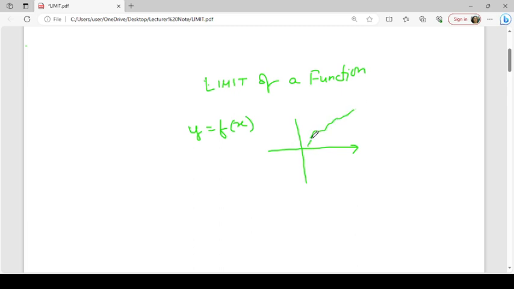These are continuous functions. We can draw this type of graph, say y is equal to x plus 2. This is a straight line, the equation of a straight line. So this is the graph y is equal to x plus 2, like this. So always we can draw a graph of the function.